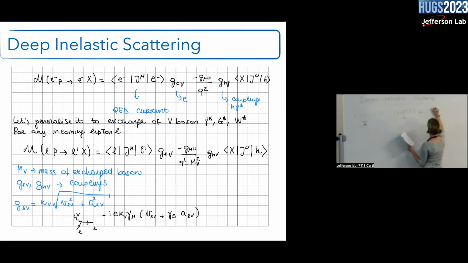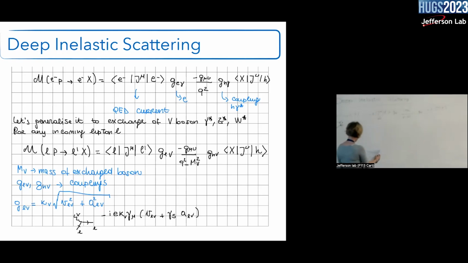which is minus eta_mu nu divided by Q squared minus the mass of the vector boson squared. So 0 in the case of the photon, and M_Z or M_W in the case of the Z and the W. And then you have the coupling of the proton with the vector boson, and then you have X, J_mu, P, okay? So and where J_mu is still the QED current. Okay, very good.